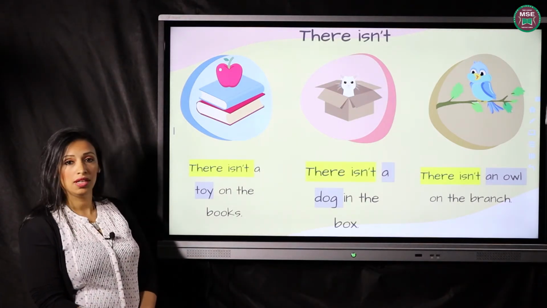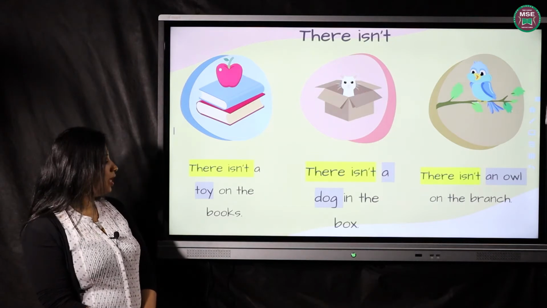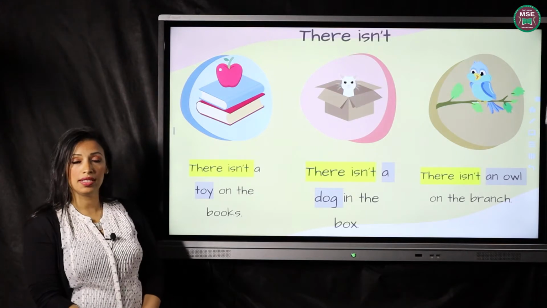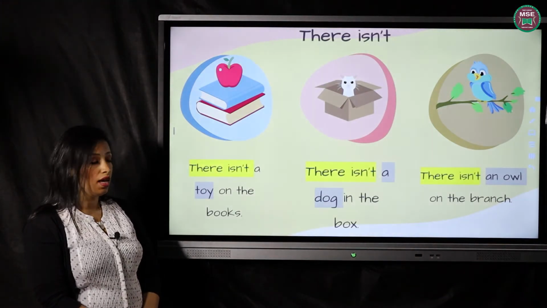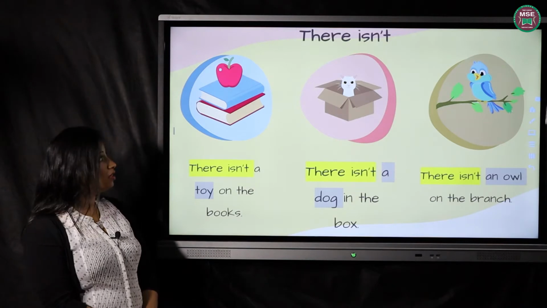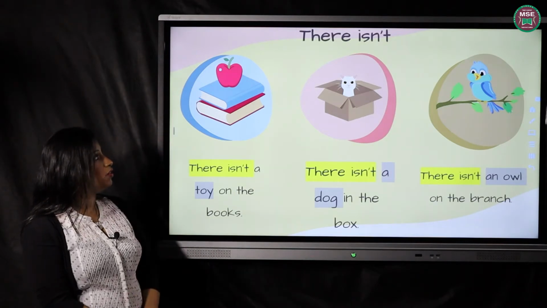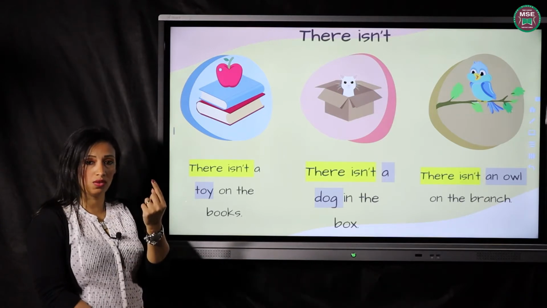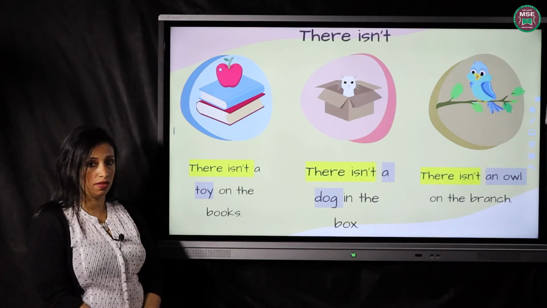Look here, can you see the picture? Can you see any toys here? No. So what are we going to say? There isn't a toy on the books. Why? Because if you see here, we can't see any toy, and we are talking about one toy, so we have to use there isn't.